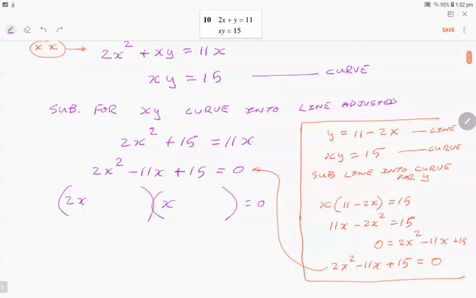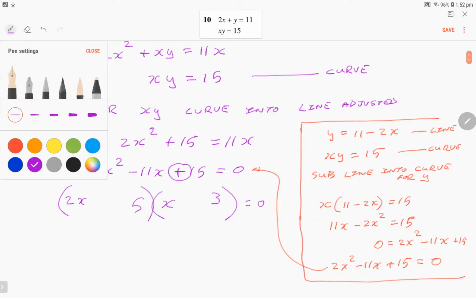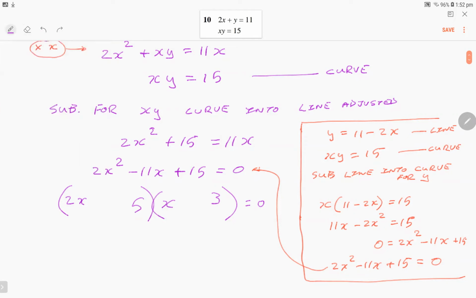So I need to put the 2 with the 3 to make it 6, and put the 5 with the x to make it 11. 2 times 3 is 6, 5 times 1 is 5. Right? And then what happens is that the 2 signs in the bracket are the same. That's what that plus means. And they are both negative. So this is a negative, this is a negative.